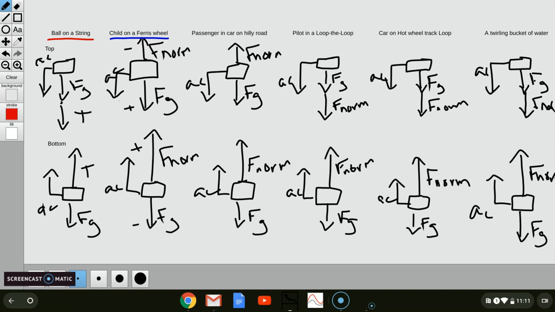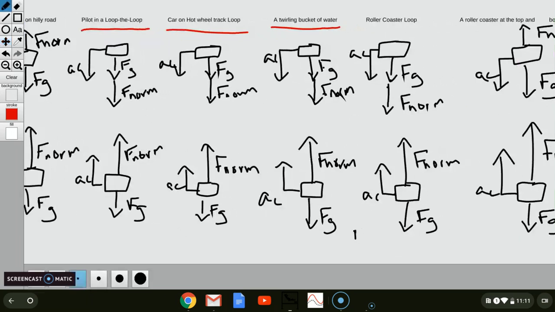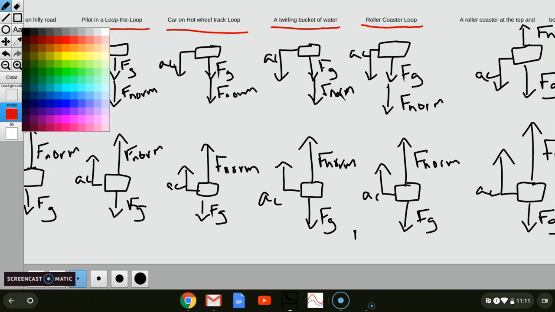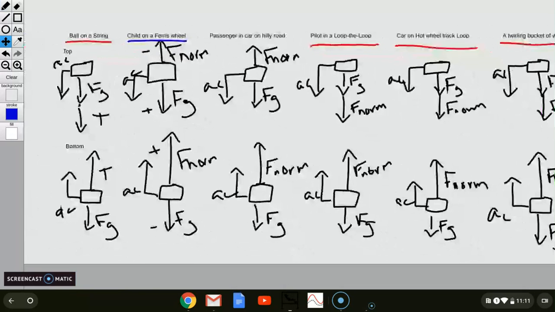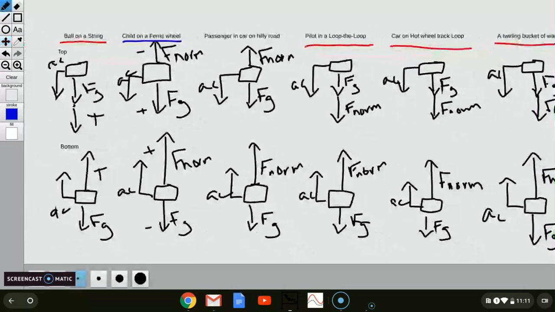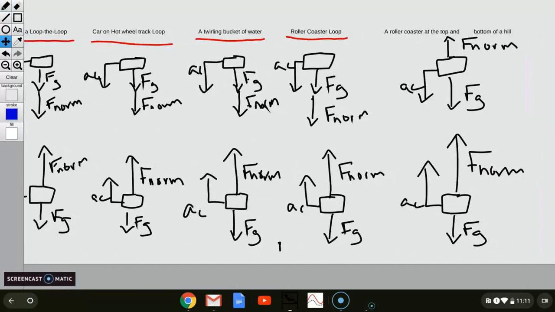So if we go ahead and look at these, pilot in a loop-to-loop would be a ball on a string. Car on a Hot Wheel track is a ball on a string. Twirling bucket of water is a ball on a string. The roller coaster loop is a ball on a string. The others are Ferris wheels. So a passenger in a car on a hilly road, that's a Ferris wheel. One force down, one force up. And the roller coaster at the top and bottom of a hill is also a Ferris wheel.